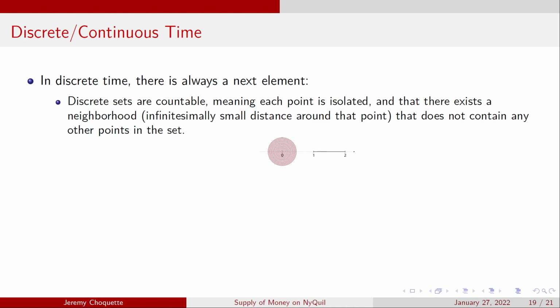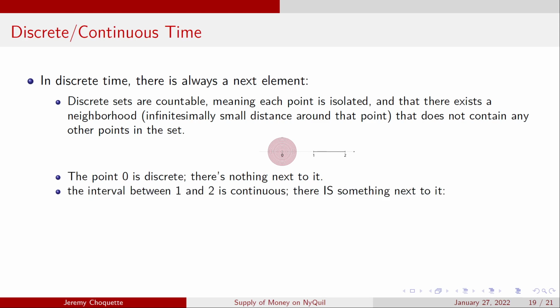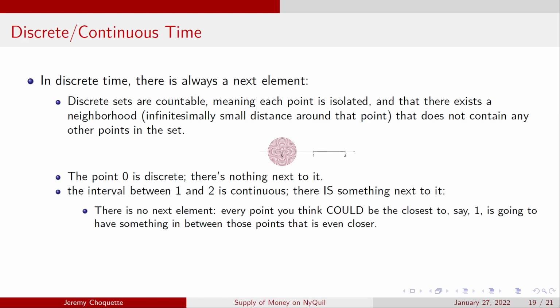Here, 0 would be a discrete point because if we push out a little bit, that little red circle, there's nothing else in the set around that circle, so it's a discrete point. So 0 is discrete, there's nothing next to it. But the interval between 1 and 2 is continuous because there is something next to it.